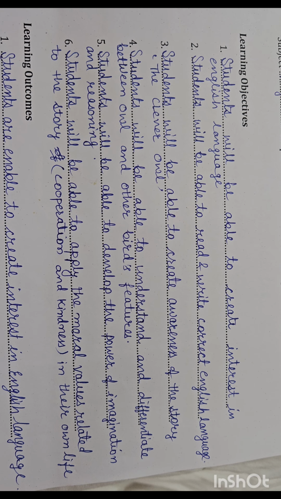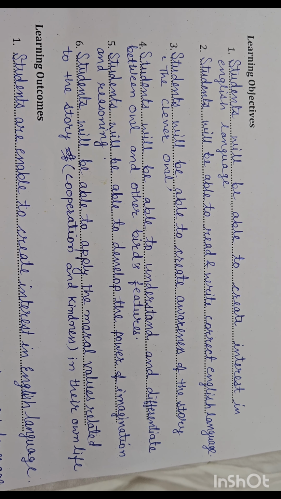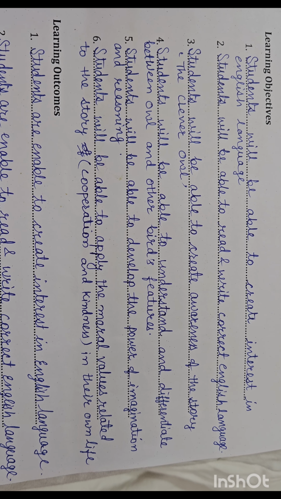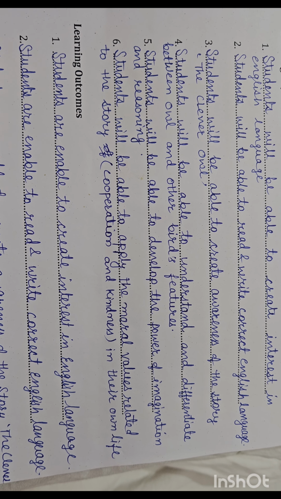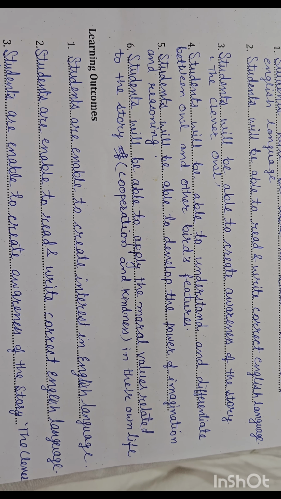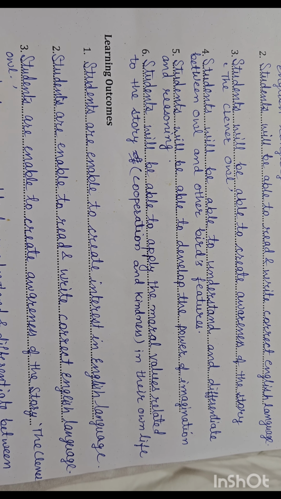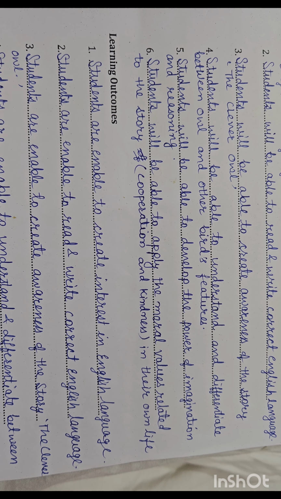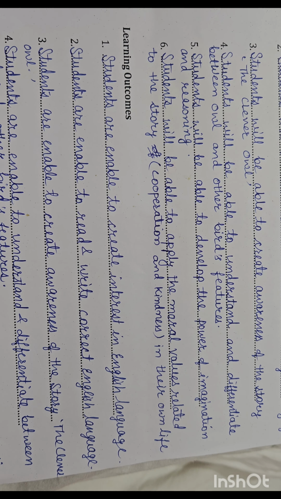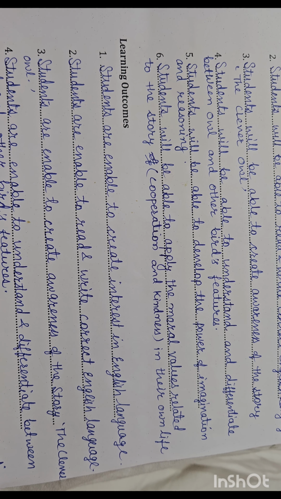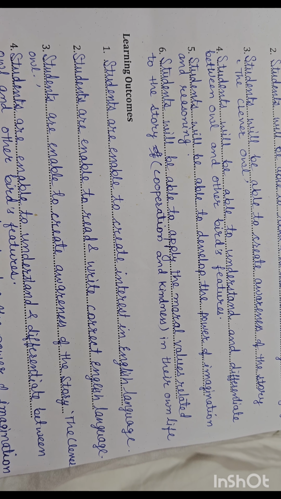Number 1, I have students will be able to create interest in English language. Students will be able to read, write correct English language. Then I have mentioned over here, students will be able to create awareness of the story, the clever owl. The students will be able to understand and differentiate between owl and the other birds' features. Students will be able to develop the power of imagination and reasoning. Students will be able to apply the moral values related to the story, cooperation and kindness in their own life.